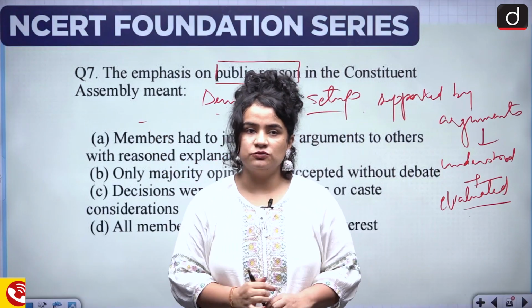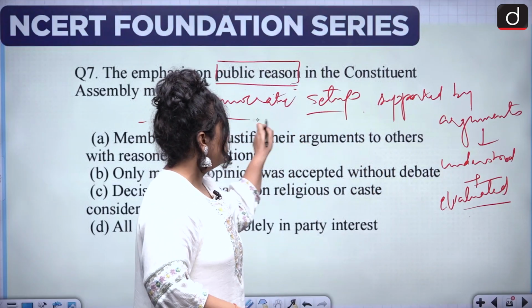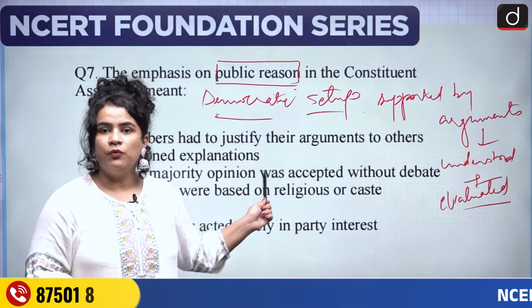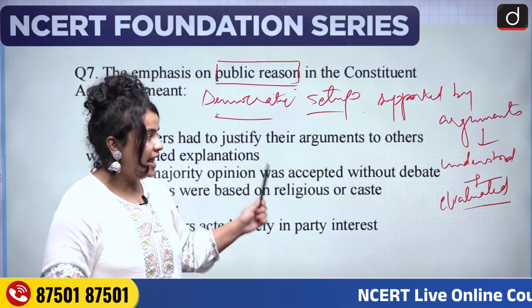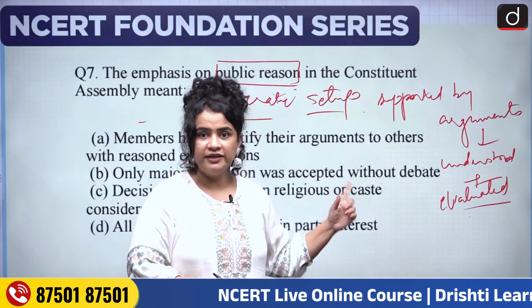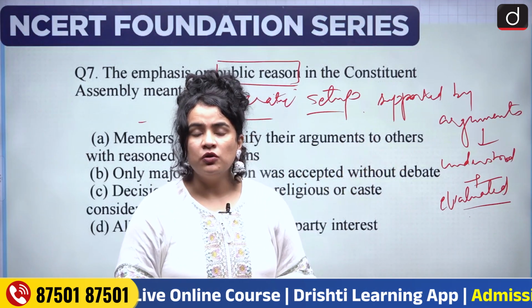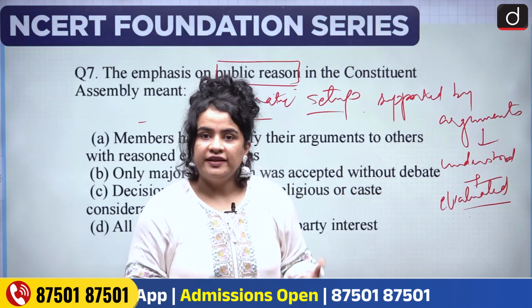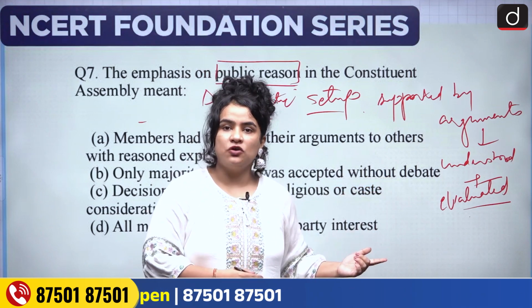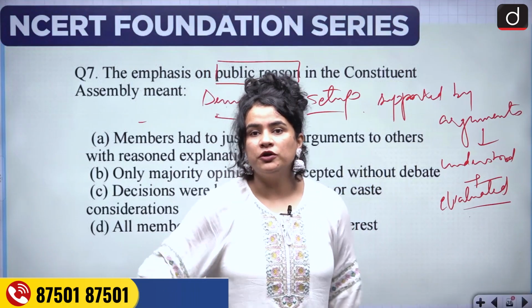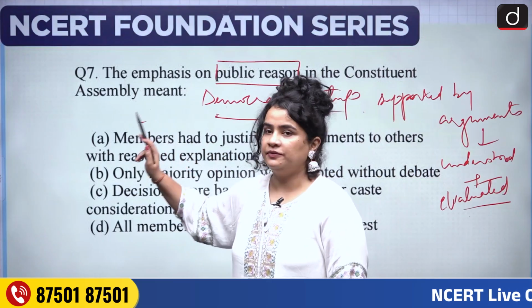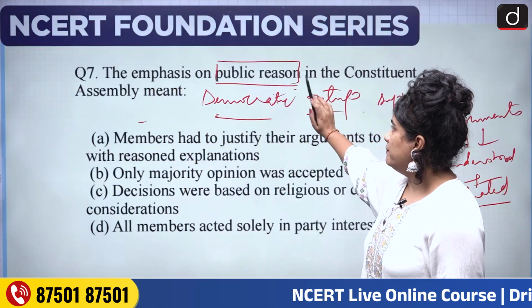Now, in the Constituent Assembly, what happened was that everybody had to justify or support or give arguments as to why they have a certain standpoint, so that the other leaders could also understand their point of view and evaluate it, whether they agree with it and why they do not agree with it. And that's how you arrive at a holistic decision. So this is exactly what happened, and this is what is meant by public reason.